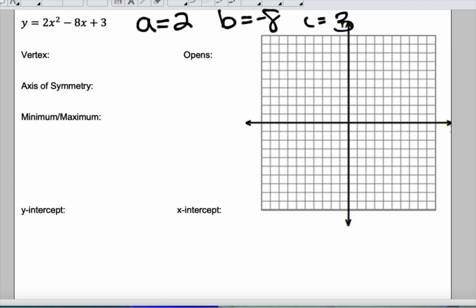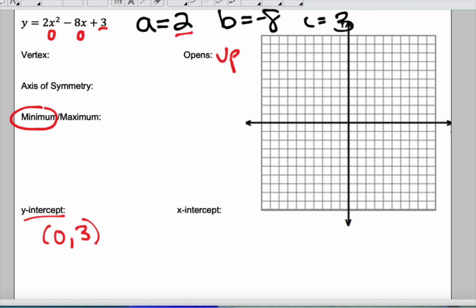And so, again, I'm going to take the low-hanging fruit. I'm just going to find the opens. It definitely opens up again because a is positive. The axis of symmetry, the vertex, I don't know yet. It's in standard form. I got to figure that out. I know because it opens up, I have a minimum. I don't know what the value is yet, but I do know it's a minimum. And the y-intercept, I do know that one. Again, if I plugged in 0 for x, it would only leave me with that 3. So I would get 0, 3 for the y-intercept.